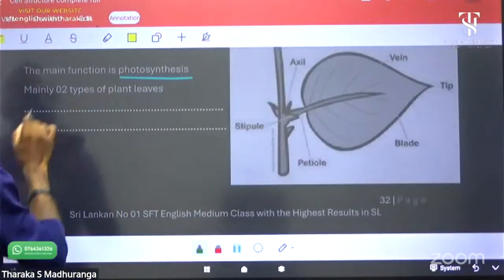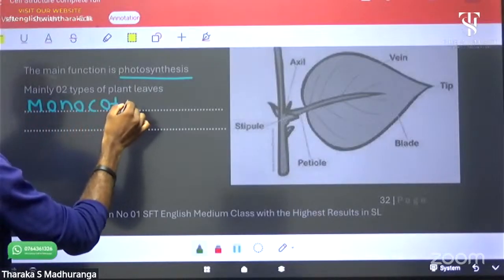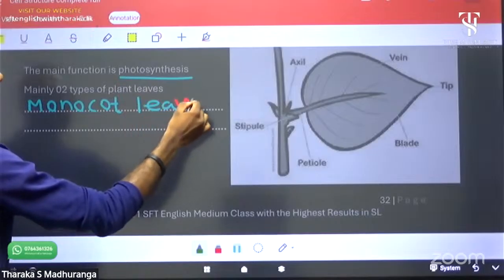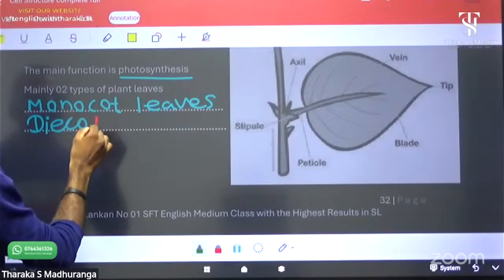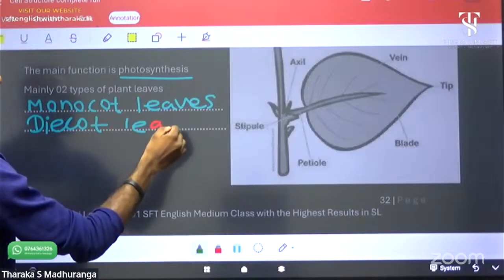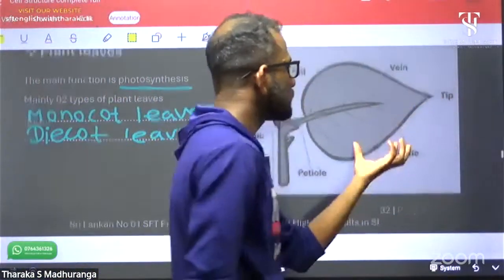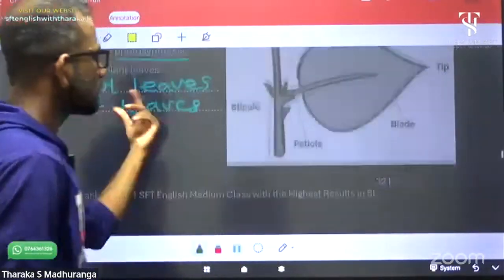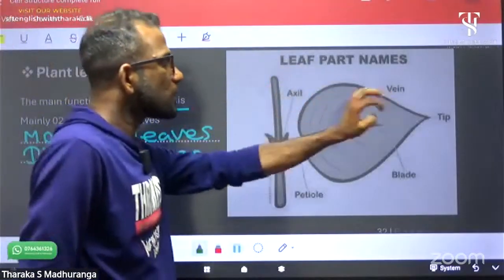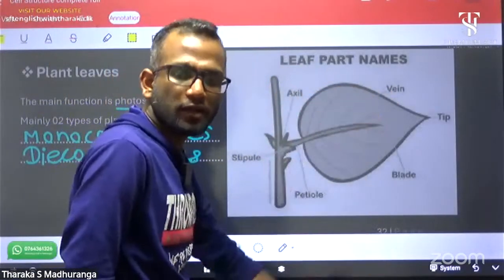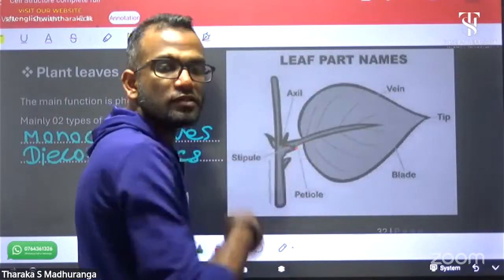Mainly there are two types of leaves: monocot leaves and dicot leaves. Yeah, those are the main two types of leaves. This is the monocot leaf, and that's the dicotyledon leaf. I will explain what a monocot leaf is. Generally, these are the parts of the plant leaf. This connecting part we call the petiole.